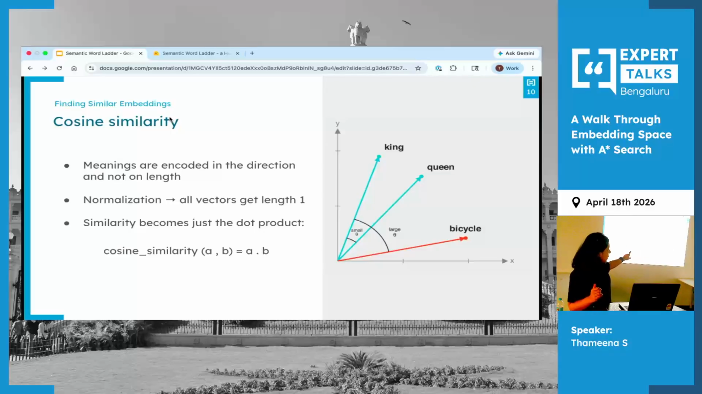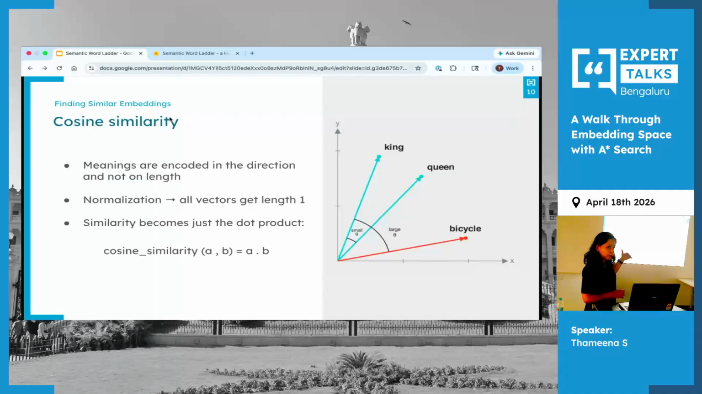So if you normalize these three vectors, it will look something like this. King, queen, and bicycle all have the same length right now, but the angle between them has not changed. So they're still pointing in the same direction, which means the meaning has not changed. The meaning is incorporated into the direction or the angle and not the length. And that is called normalization.